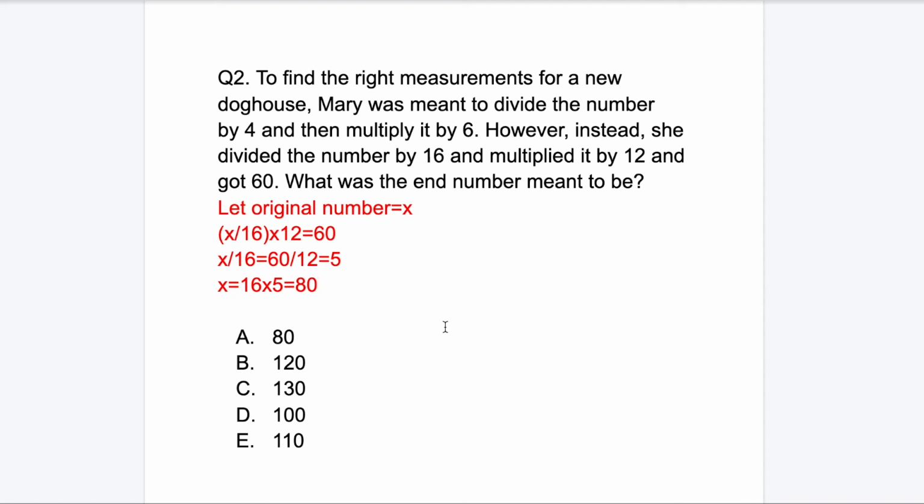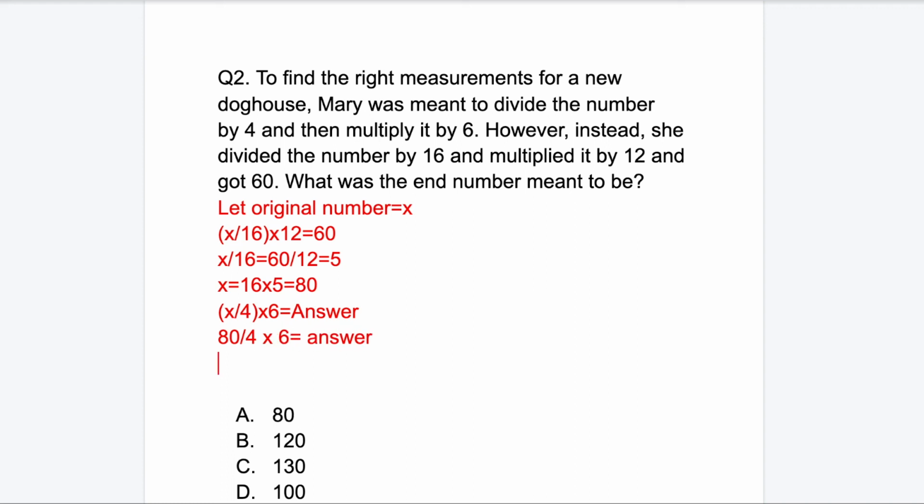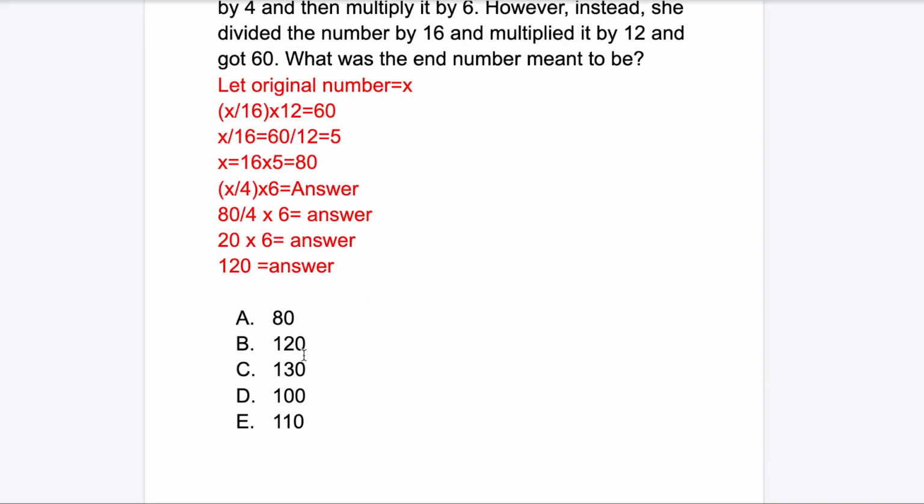So now we can find out the answer to the question. What was the end number meant to be? The original x is supposed to be divided by 4 and then times by 6. And then we get the answer. So now x equals 80. So it's 80 divided by 4 and then times 6 equals the answer, which is 20 times 6 equals the answer. And therefore 120 is equal to the answer. And so we can see that the answer is B, 120.